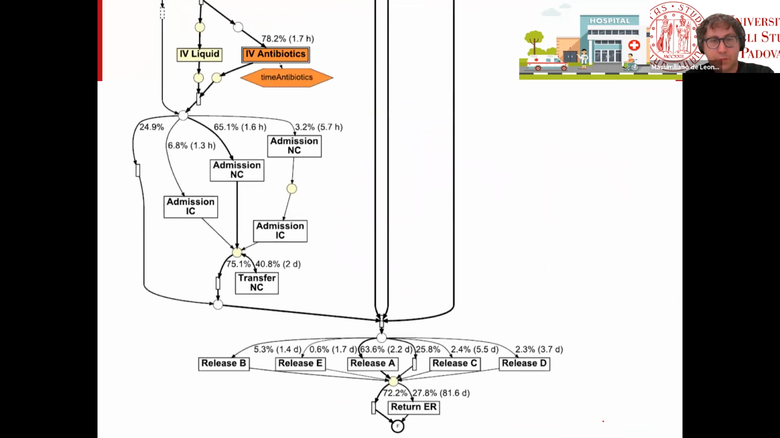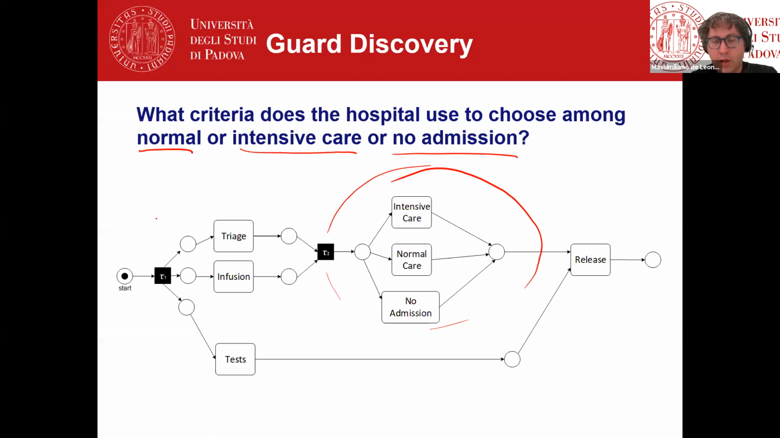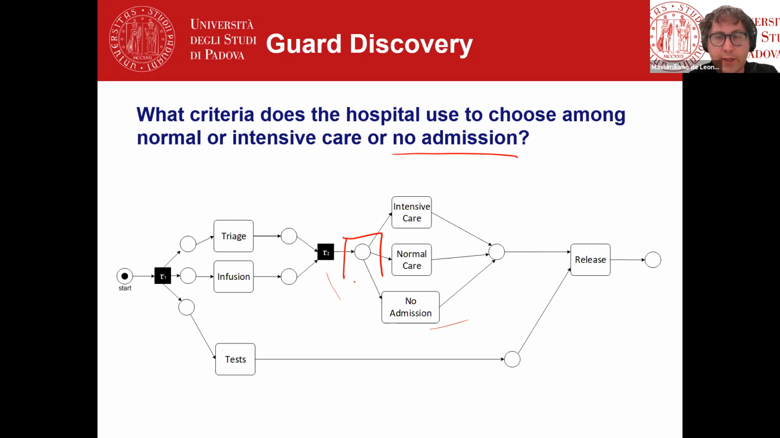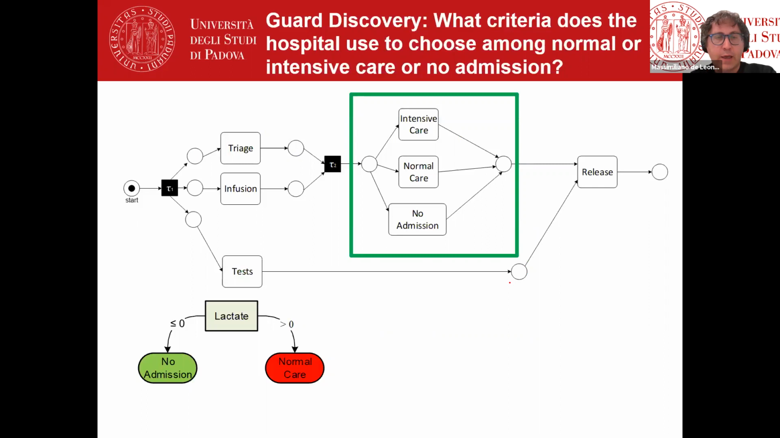The second question was, what criteria does the hospital use to choose if the patient is hospitalized in normal or intensive care, or no admission? To answer this question, we use this simplified model. At a certain point, this model has an exclusive split that decides whether the execution continues to intensive care, normal care, or no admission. And then we discovered the guards at this decision point. And basically the guard says if the lactate, so this acid level, was larger than zero, then people were hospitalized in normal care. If less or equal to zero, the person was not hospitalized but sent back home.